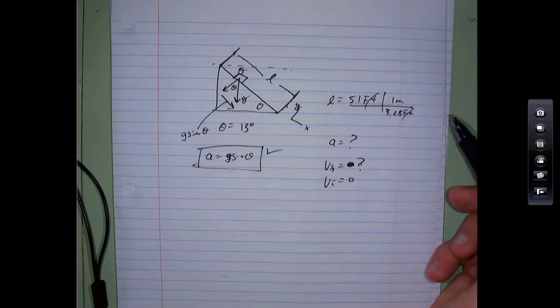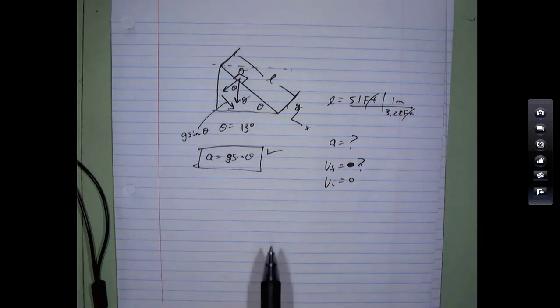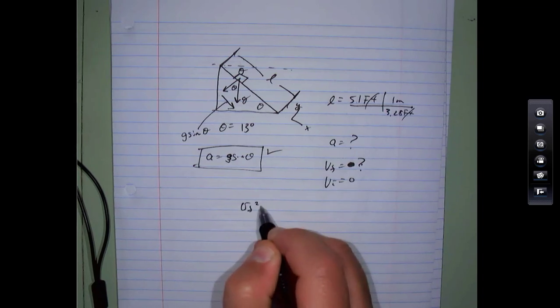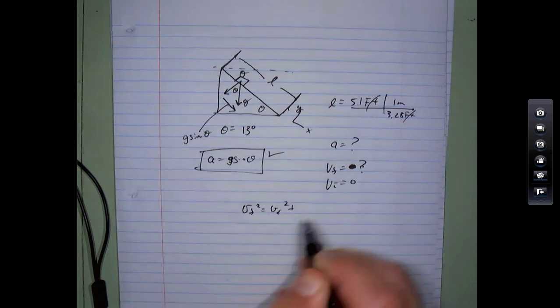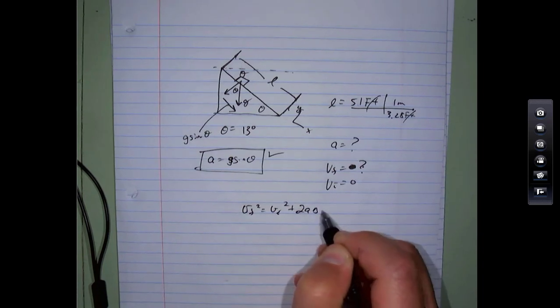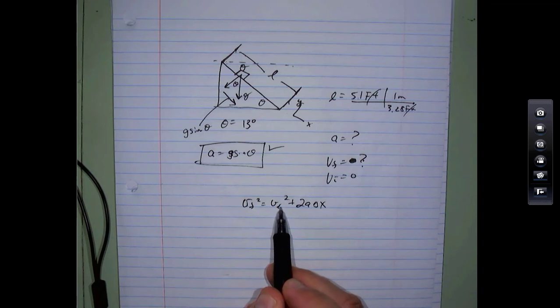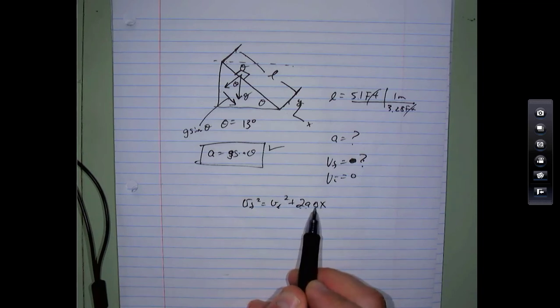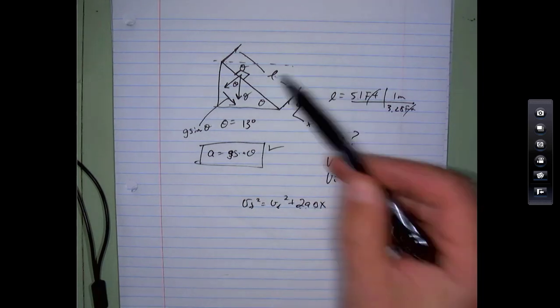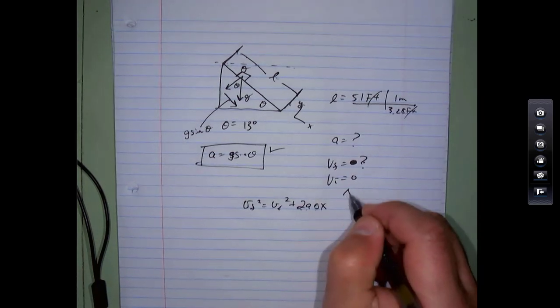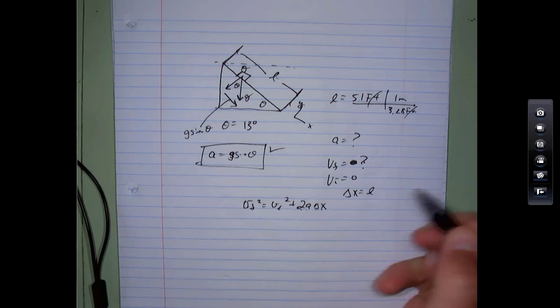Okay, so we don't know how much time we have here. The one kinematics equation, if you remember, that does not have time in it is this one. Final velocity squared is equal to the initial velocity squared plus 2a delta x. The length here that they give you, that's what delta x actually is. So delta x is the same thing as the length.